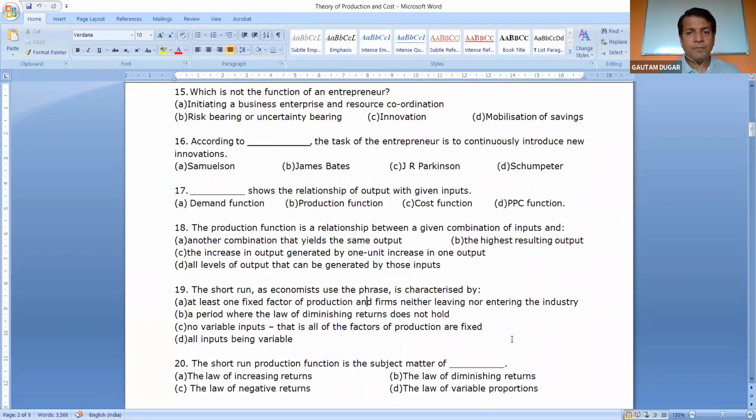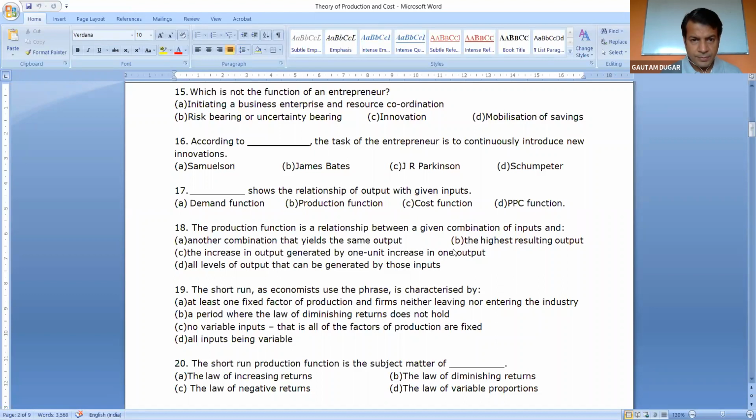18. The production function is the relationship between given combination of inputs and highest resulting output. 18. Answer is B. Its highest resulting output. Because production function shows the relation between given inputs and the maximum output that can be obtained. So answer is B.